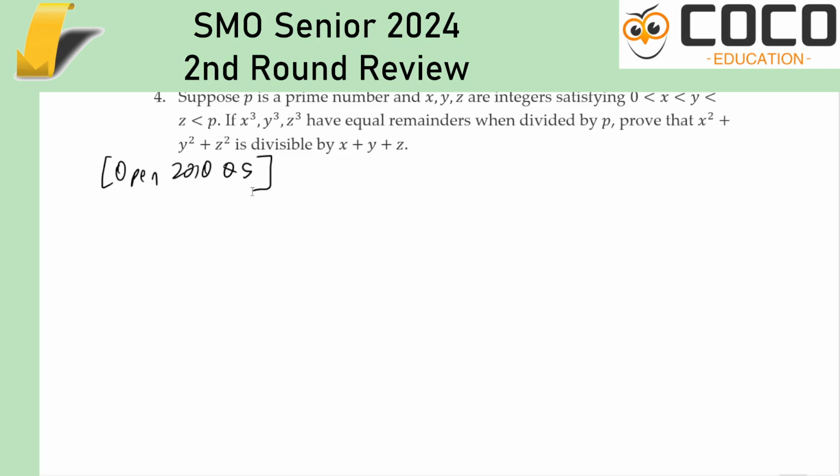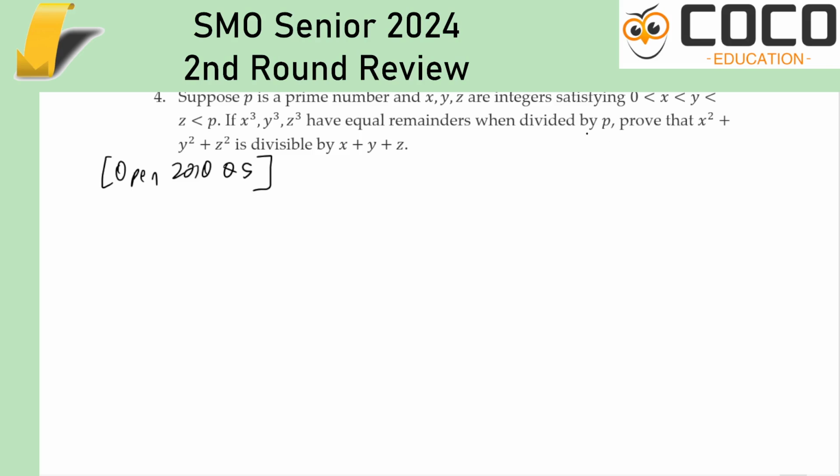Okay, so suppose p is a prime number and x, y, z are distinct integers between 0 and p, sorted in order. If x cubed, y cubed, and z cubed have equal remainders when divided by p, prove that x squared plus y squared plus z squared is divisible by x plus y plus z.